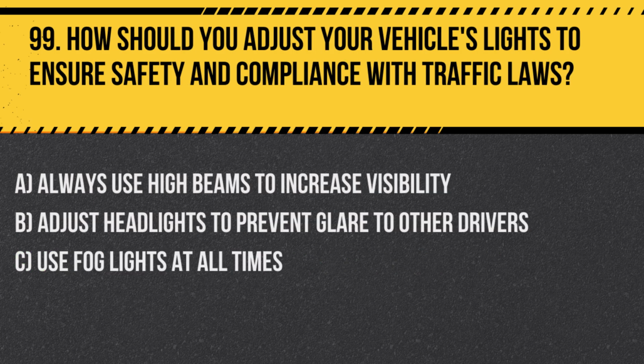risk. Question 99. How should you adjust your vehicle's lights to ensure safety and compliance with traffic laws? A. Always use high beams to increase visibility. B. Adjust headlights to prevent glare to other drivers. C. Use fog lights at all times. Answer. B. Adjust headlights to prevent glare to other drivers. Proper adjustment of headlights enhances safety for all road users by ensuring visibility without blinding others.